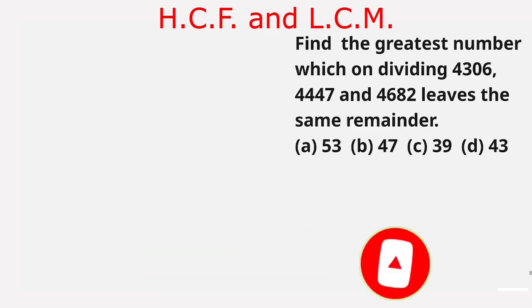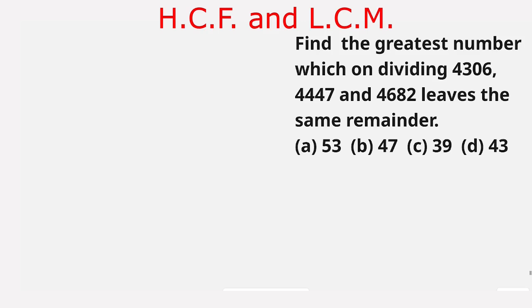As the remainder is not given in this question, so what we have to do? We have to find the difference of these three numbers taking 2 at a time. That is called finding the absolute value of difference of two numbers out of these three numbers taking at a time. So we will first find the difference of these numbers.